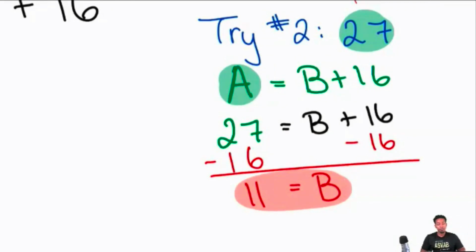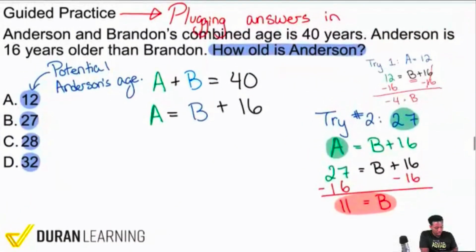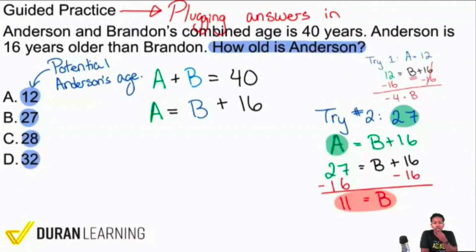Okay, everybody. Question. I want someone to raise their hand here, and I want you to see if you can explain this in a complete sentence. Now that we have Anderson is 27 from the trial and error, and we have Brandon being 11 years old, if Anderson's 27, how are we supposed to know if 27 is the correct answer or not? What can we do now?